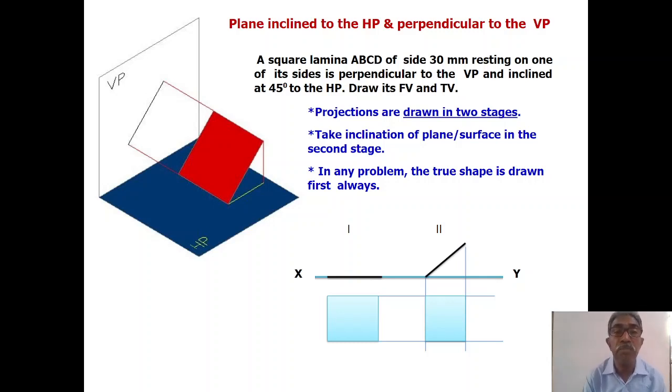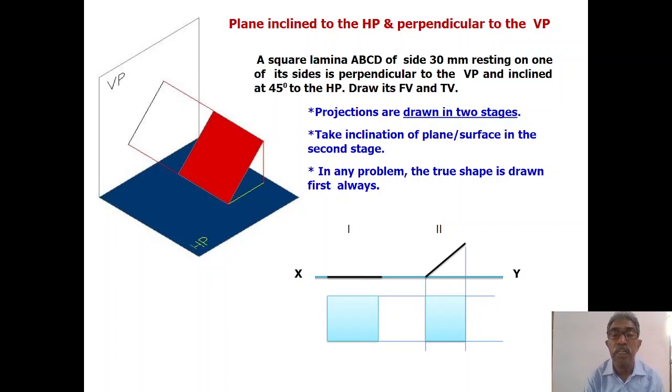Now first take a plane inclined to the horizontal plane and perpendicular to the vertical plane. A square lamina ABCD of side 30 mm, resting on one of its sides, is perpendicular to the vertical plane and inclined at 45 degrees to the horizontal plane. Draw its front view and the top view. Here the square plane is inclined at 45 degrees to the horizontal plane and perpendicular to the vertical plane.